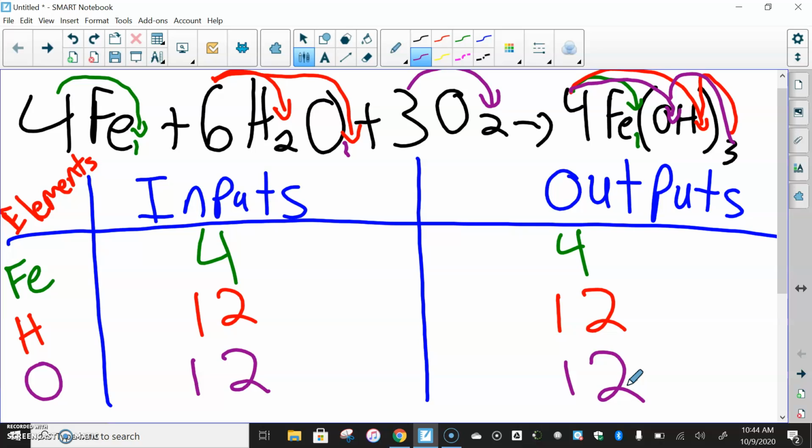Although the input side looks way different than my output side, you end up with the same elements, or the same amount of element on each side. Okay, and this is a law. This is the truth. This is something that will never change.